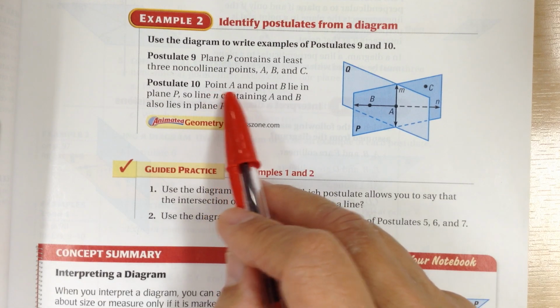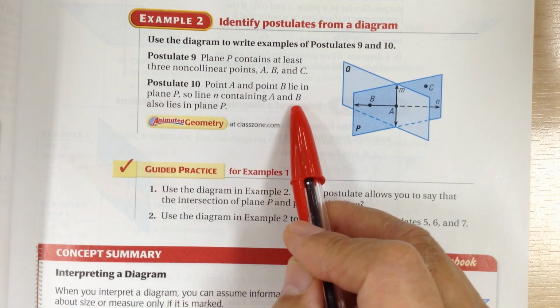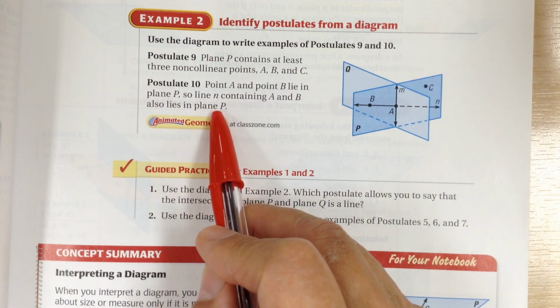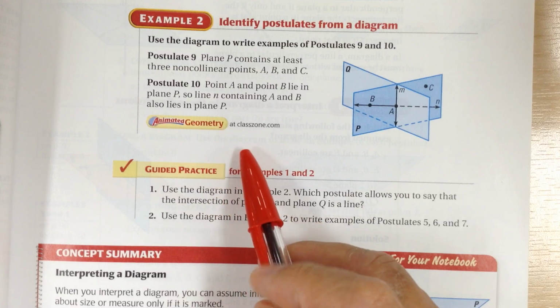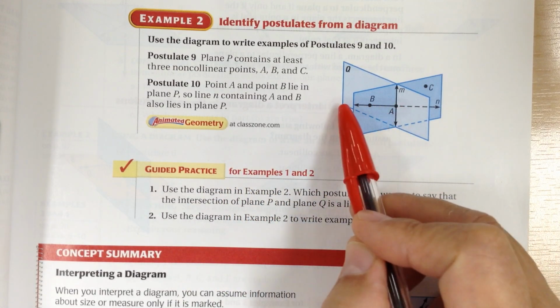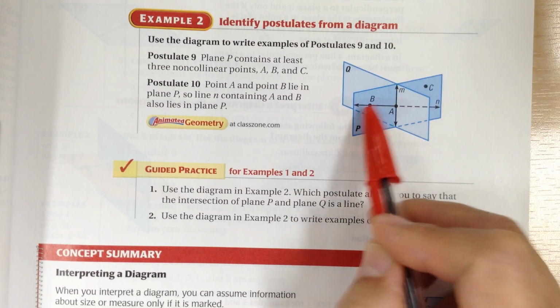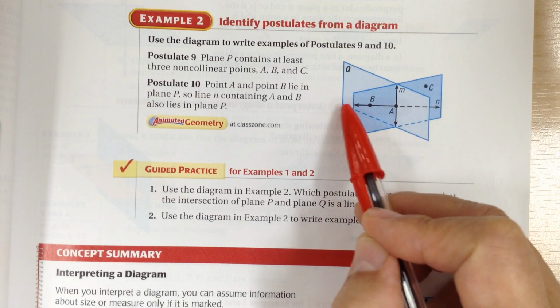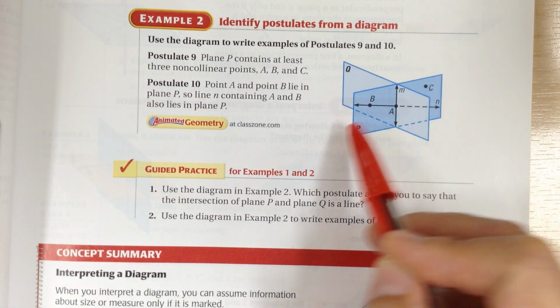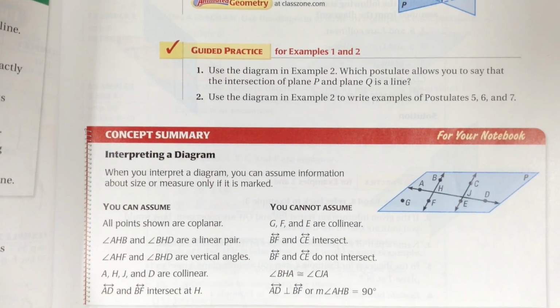Postulate 10: points A and B lie in the plane P, so the line N containing AB also lies in the plane P. If you look at A and B and draw the line through A and B, that's the line N. Since A and B are on the plane P, when you draw the line through them, the line N will also be on the plane P. So you can just use some common sense.